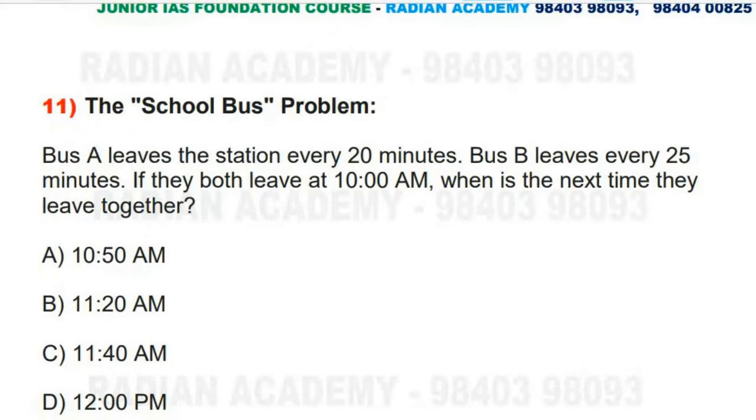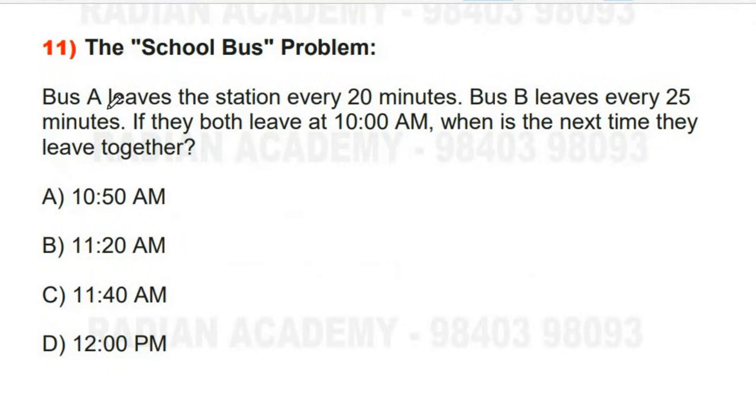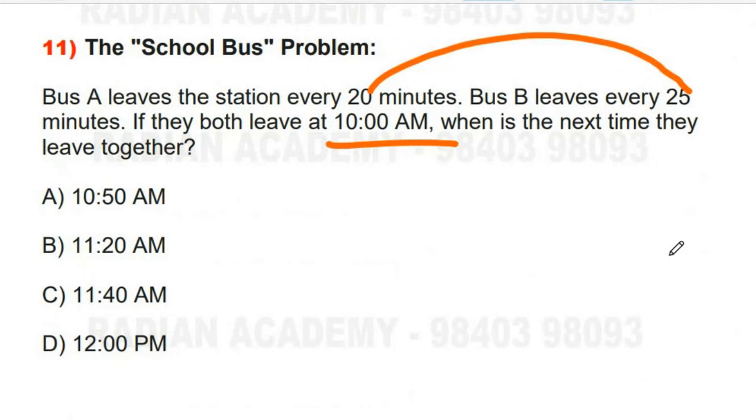Next, school bus problem. Bus A leaves the station every 20 minutes. Bus B leaves the station every 25 minutes. They both leave at 10 a.m. When is the next time they leave together? Again, find the LCM of 20 and 25. What is the LCM of 20 and 25? 100. Yes, for 20 and 25, LCM is 100.